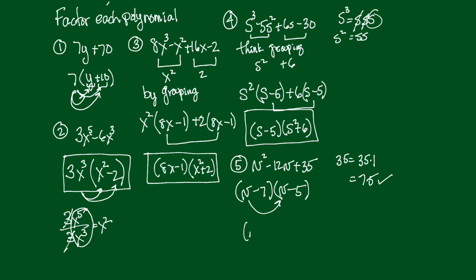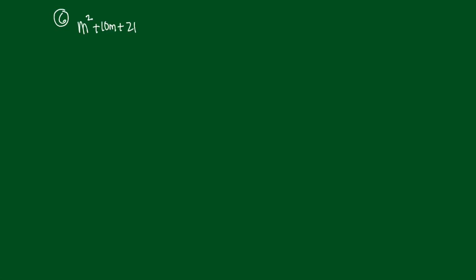All right, so our factored form is (v minus 7)(v minus 5), and you can check it by multiplying those 2 together. Number 6, anything common all the way through? I don't see any numbers common all the way through, so I'm just going to start by writing my two sets of parentheses, anticipating that I can actually do this.